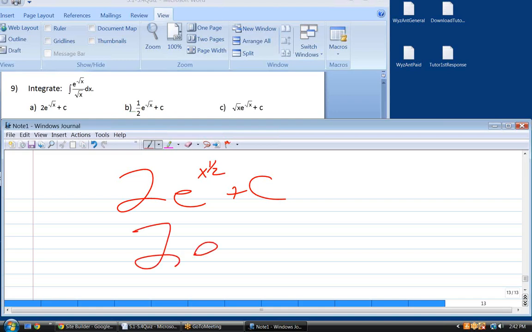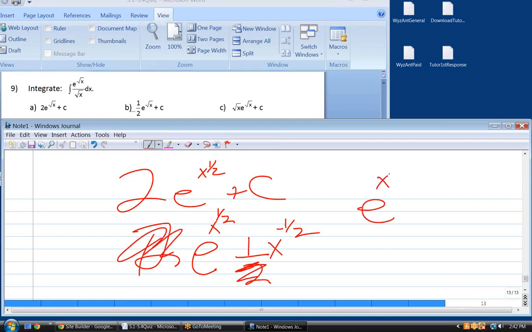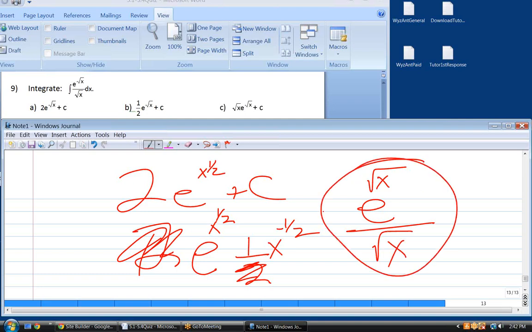It's 2 e to the x to the 1/2 times the derivative of the inside, which is 1/2 x to the minus 1/2. The 2's cancel. We have e to the square root of x all over the square root of x. Is that what we started with? Yes. So I feel like I almost cheated, but that works.